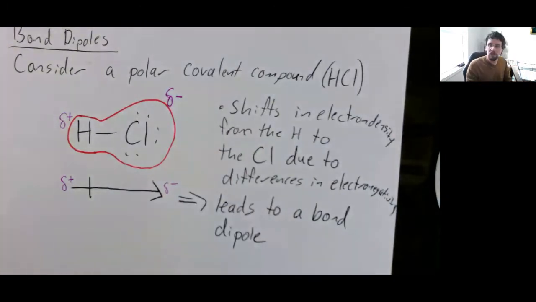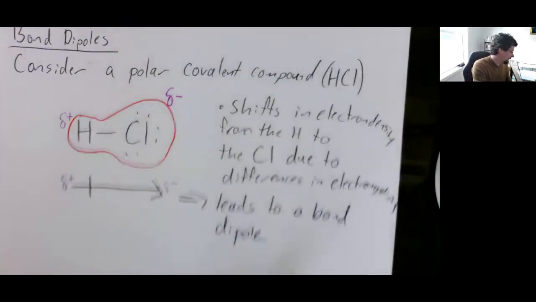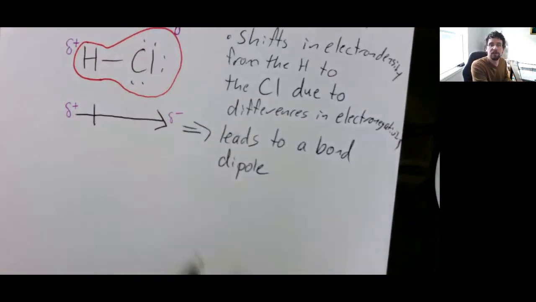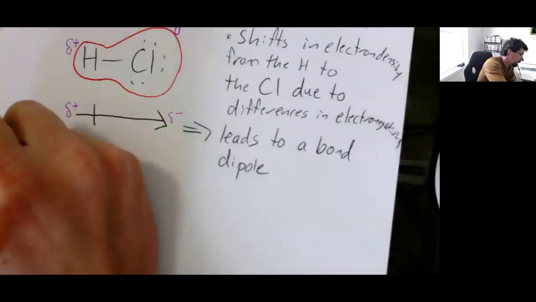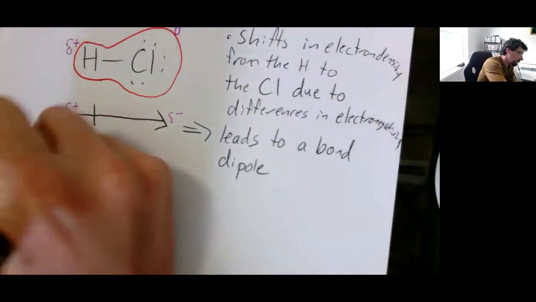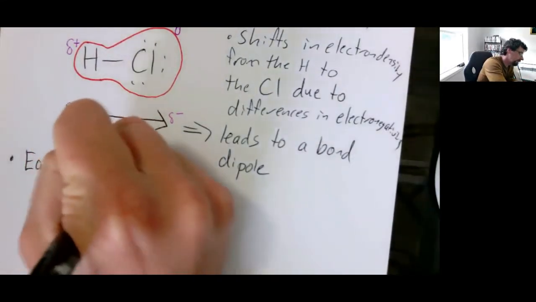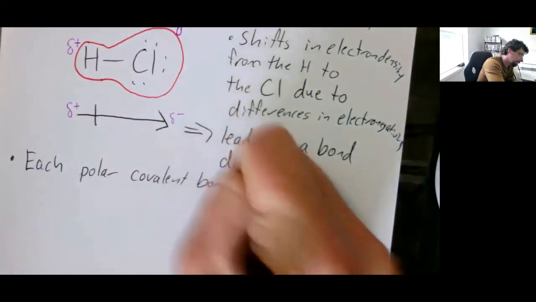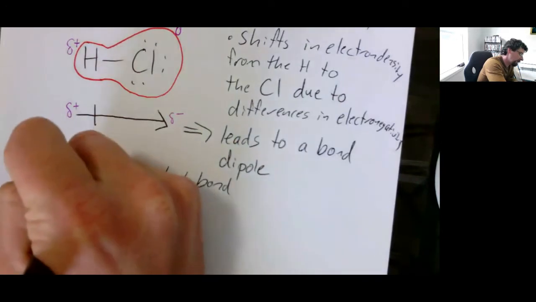Okay, and each polar covalent bond, because in pure covalent bonds, where there's no difference in electronegativity, there isn't a dipole moment. Polar covalent bonds, they all have an associated dipole moment. So each polar covalent bond has an associated dipole moment.